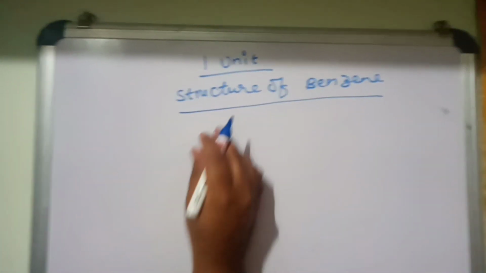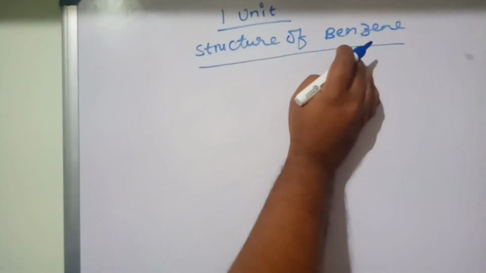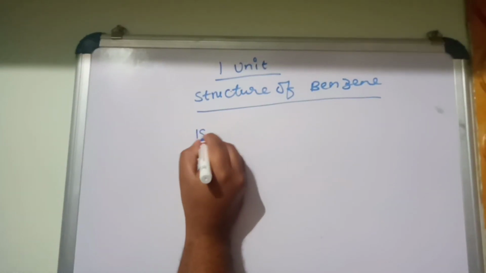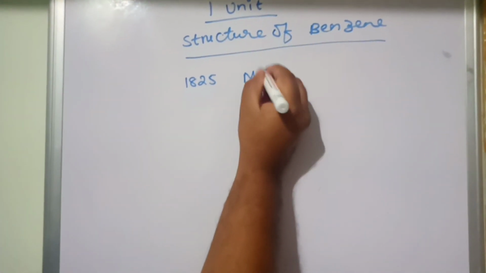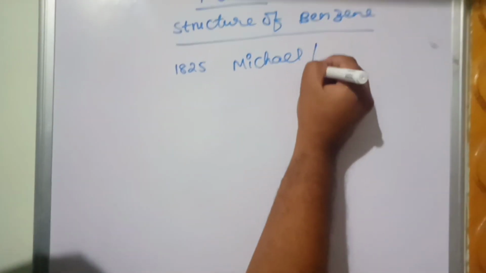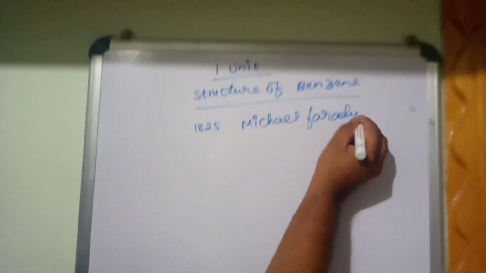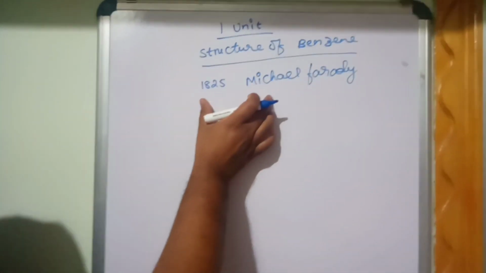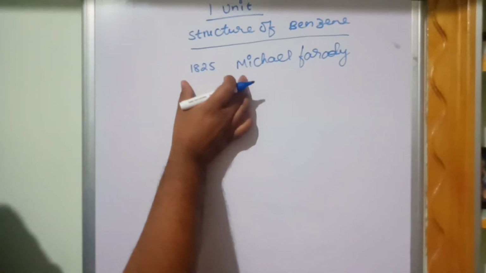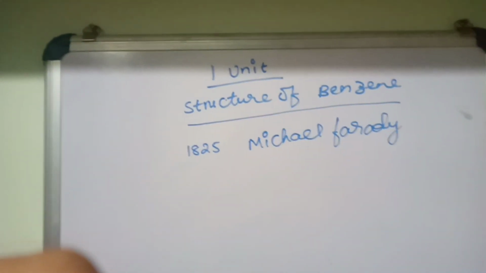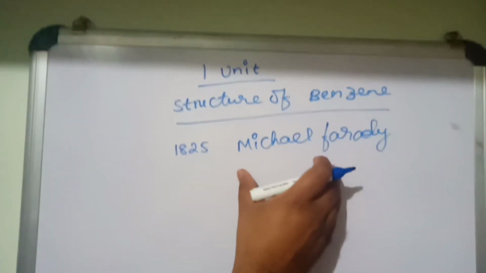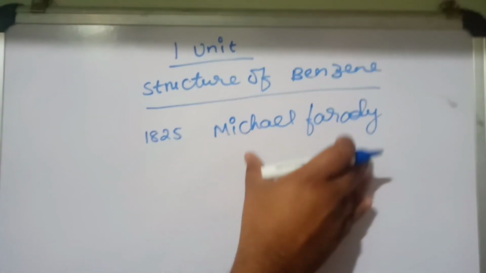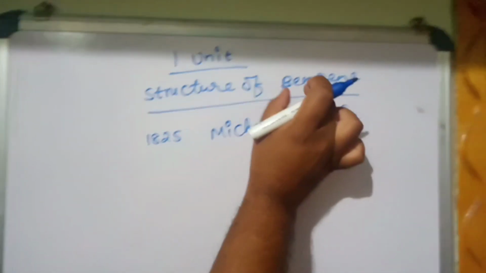So what is this benzene? Where was it discovered? Benzene was first discovered in the year 1825 by Michael Faraday. He isolated benzene from the oil. In 1825, Michael Faraday isolated the benzene and explained that it contains equal carbon and hydrogens. But he did not say anything regarding the structure of benzene.